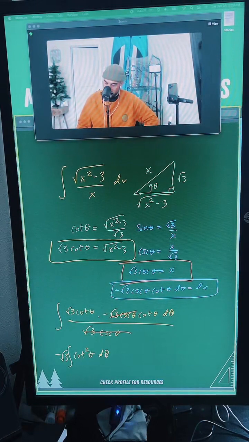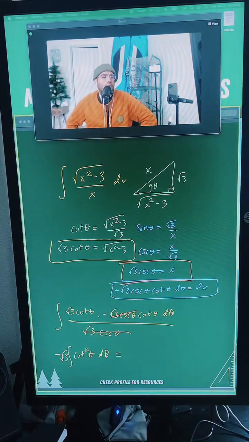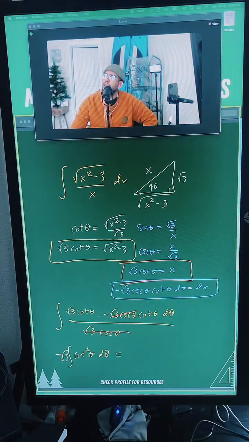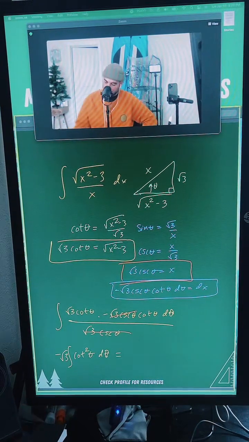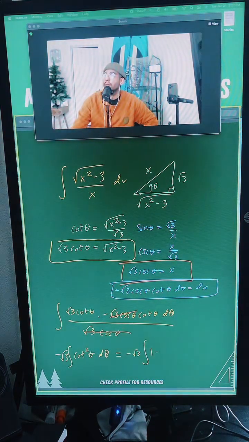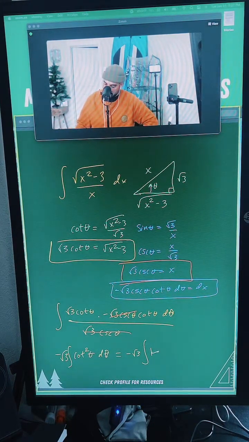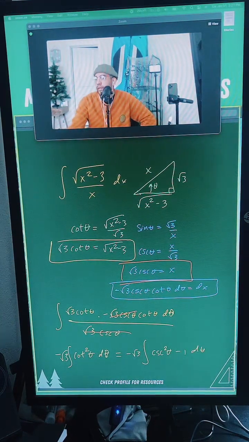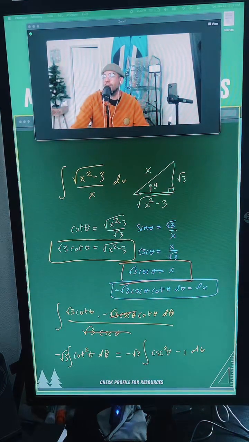So this is actually going to be the derivative of... No, it's going to be this. Negative root 3 times the integral of, is it 1 minus cosecant? No, it's cosecant squared minus 1, my bad. So now we're going to have cosecant squared theta minus 1 d theta. Nice, nice. We'll do a partial fractions problem after this.